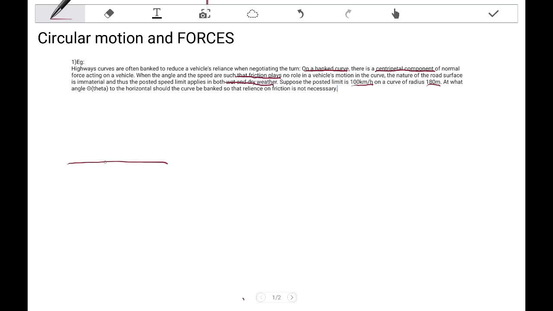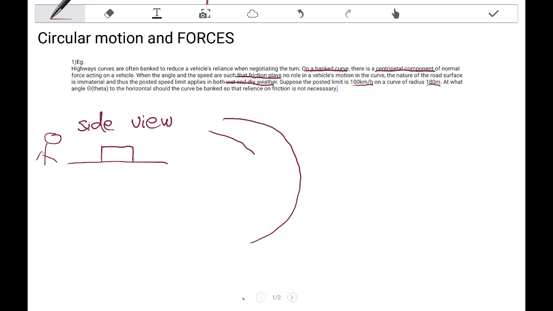Remember that if you are looking at the side view of a car on a curve that is not banked, you are going to see something like this. But then what about if you are looking at the top view? The top view is going to be something like this. So you just see a car here. A car is moving in a circle actually.